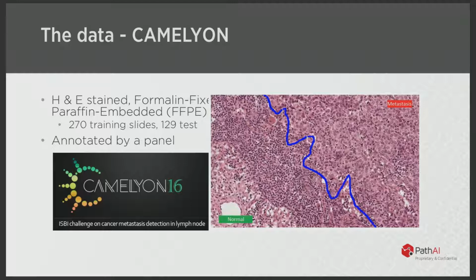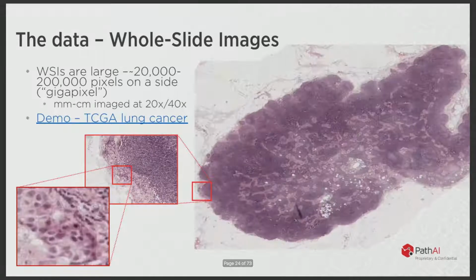So the International Symposium on Biomedical Imaging organized this challenge called the Camelyon16 Challenge, where they put together almost 300 training slides and about 130 test slides, and they asked a bunch of teams to build machine learning-based systems to automate the evaluation of the test slides, both to diagnose whether the slide contained cancer or not, as well as to actually identify where on the slides the cancer was located.